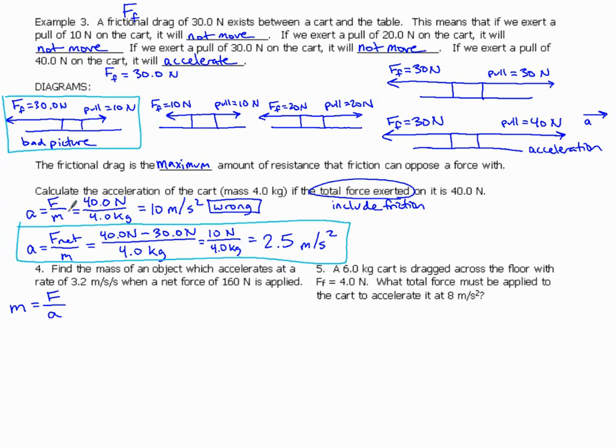So in this one, it tells us the net force is 160 newtons. So in this example, they have already included everything. There's already the force of the pull, there's already the force of friction included. All of that plays into the net force. So net force is 160, and the acceleration is 3.2 meters per second squared. And so the mass of this object must be 50 kilograms.